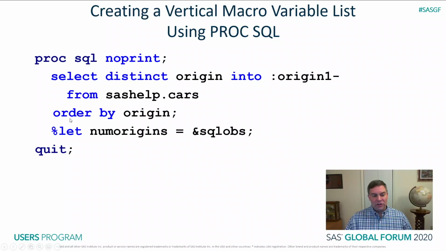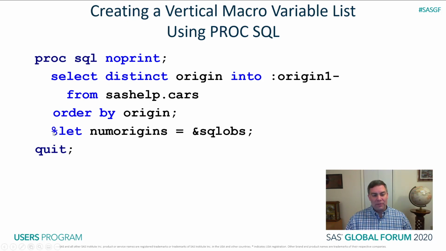I also included the order by clause, which is optional, but if you want the macro variable list to be in a certain order, then you can use an order by clause to accomplish that. So in this case, they'll be alphabetical by origin. So the 3 values will be origin1 will be Asia, origin2 will be Europe, and origin3 will be USA.